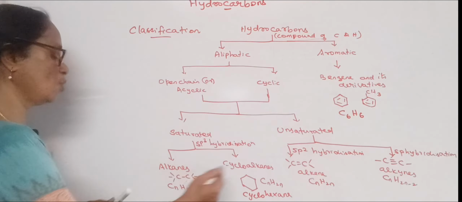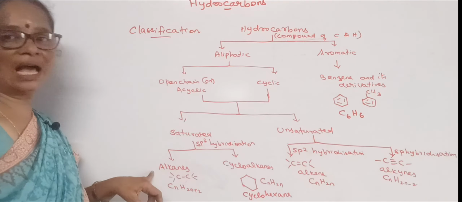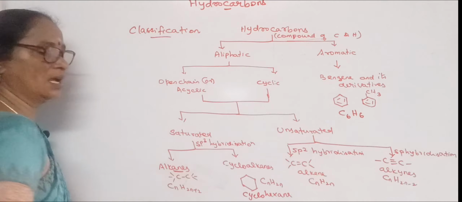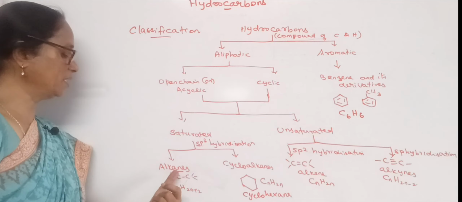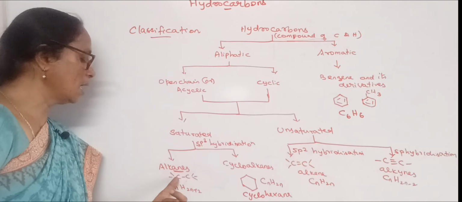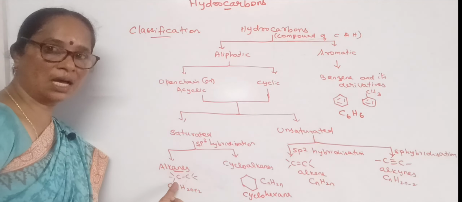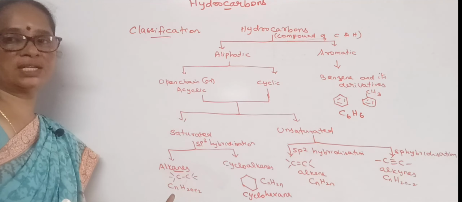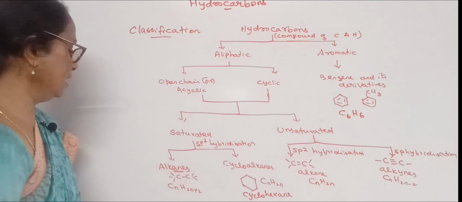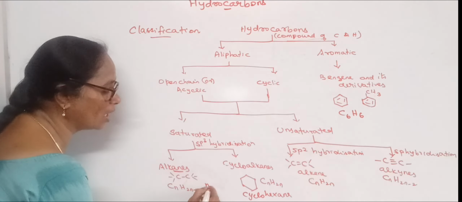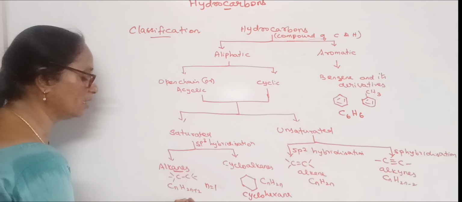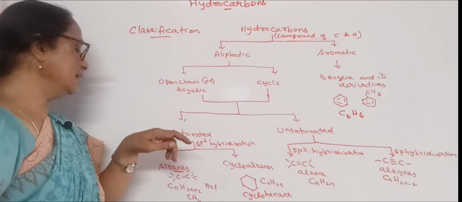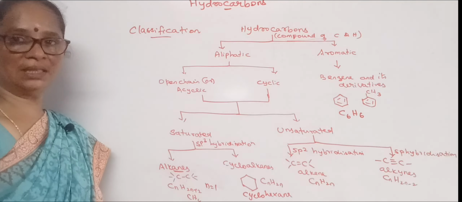And in open chain compounds, we have alkanes. The saturated hydrocarbons have the primary suffix ane, in which only carbon-carbon single bonds are present. The general formula of alkane is CnH2n+2. If n equals 1, you get the first member of the open chain saturated hydrocarbons, that will be methane.